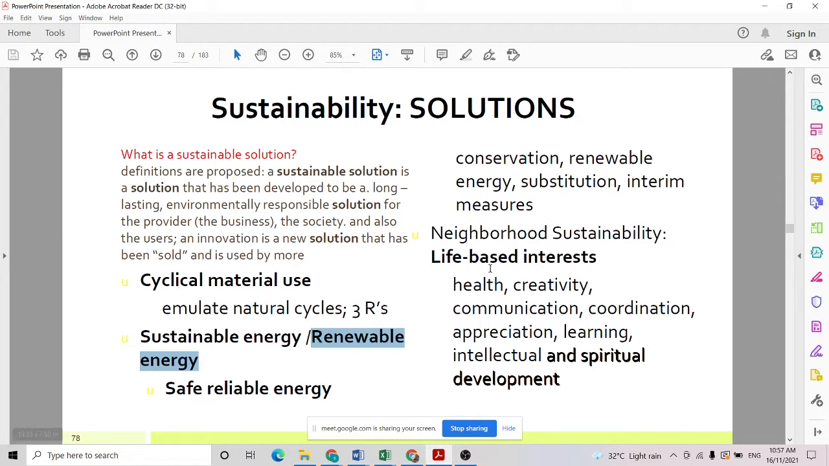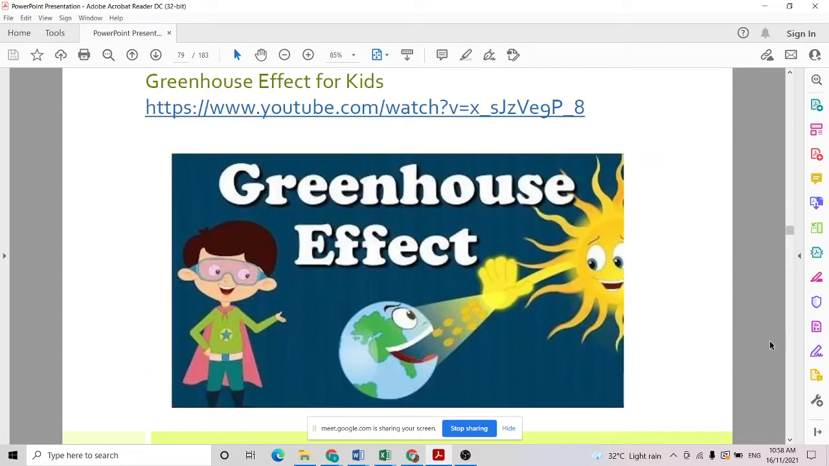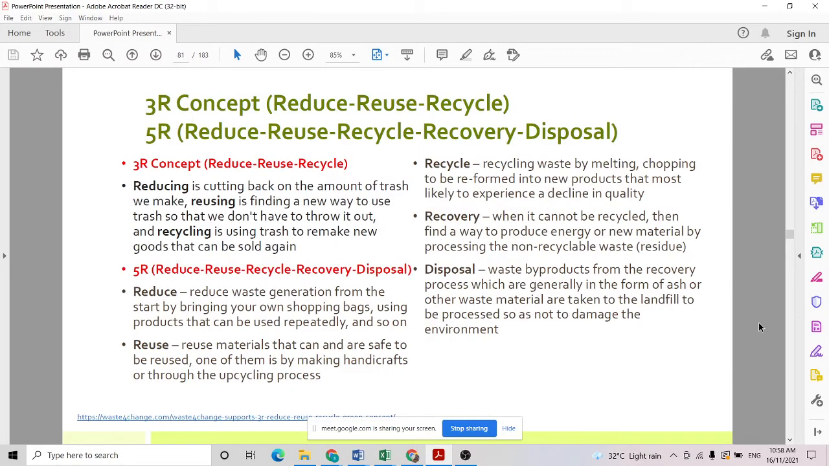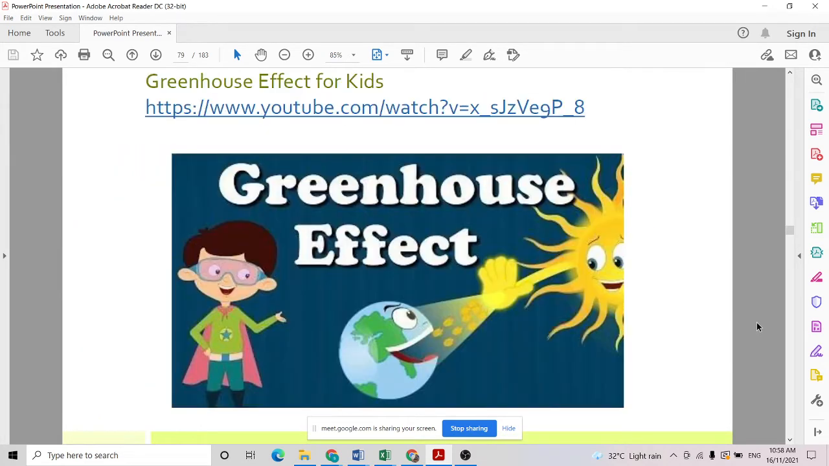And then we have neighborhood sustainability, which is the life-based interest, which means that in your neighborhood you have very good health, creativity, communication, coordination, appreciation, learning, intellectual and spirit development. Which means that the interaction in your society is good. So that is also the life-based interest. And for further understanding, you can refer to this YouTube channel.